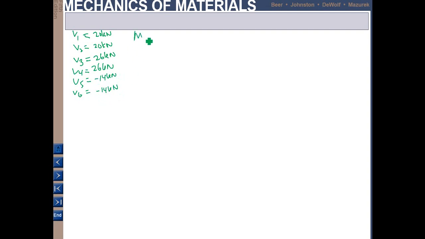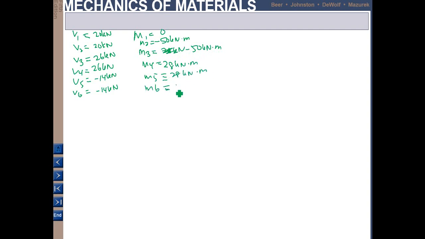And then M1 you got equal to 0, M2 equal to minus 50 kilonewton meter, M3, oh no, sorry, M3 is equal to minus 50 kilonewton meter, and then M4 equal to 28 kilonewton meter, M5 equal to 28 kilonewton meter, and M6 equal to 0.